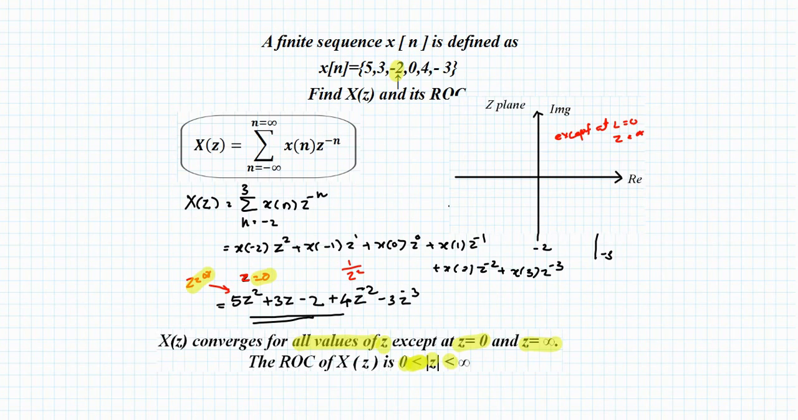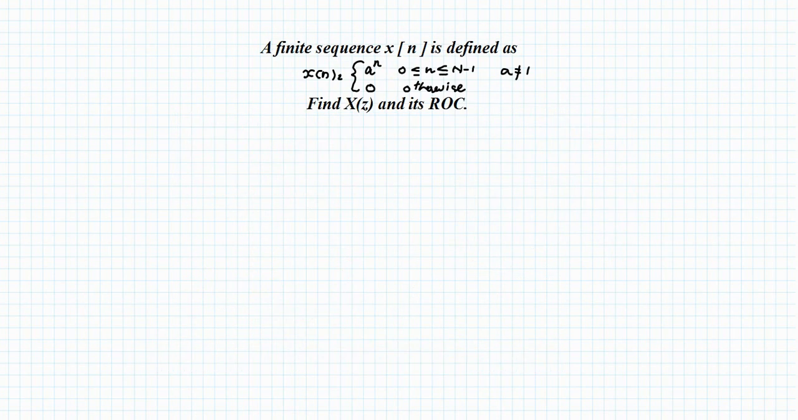Now we'll discuss another question, again a finite sequence. Here in the question, x of n is equal to a raised to n for the limit 0 to N minus 1, where a is not equal to 1, and 0 otherwise. Find X of z and its ROC. Again it's a standard question, and again we need to substitute into the transform formula.